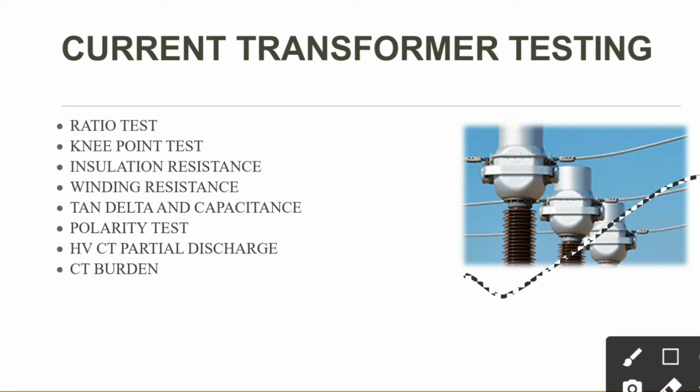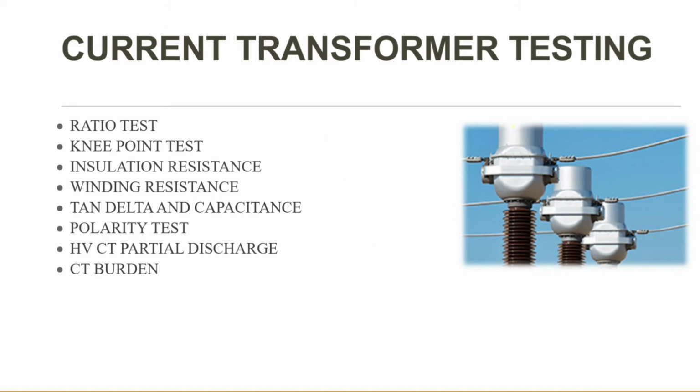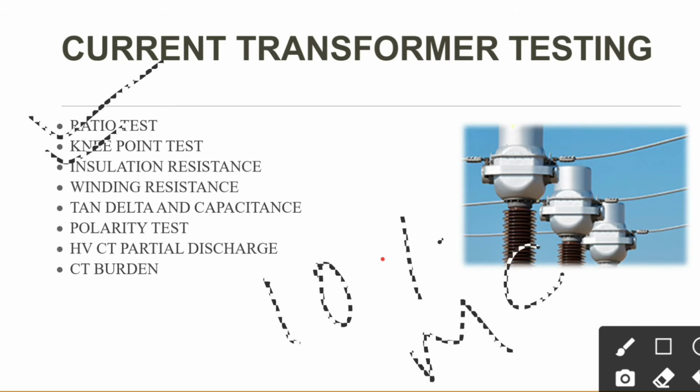This is the current transformer, and these are the basic tests that we need to perform in switchyards. So let us see. This is the ratio test. First we need to do the ratio test, for a current transformer and potential transformer. The second one is the knee point test. Knee point test means when the applied voltage is increased by 10%, the magnetizing current increases by 50%.